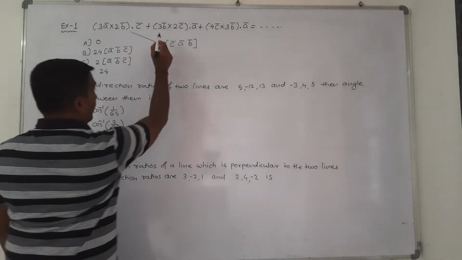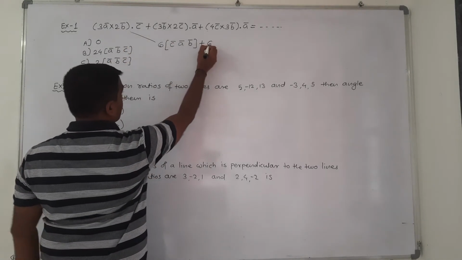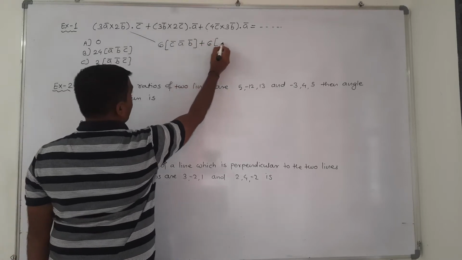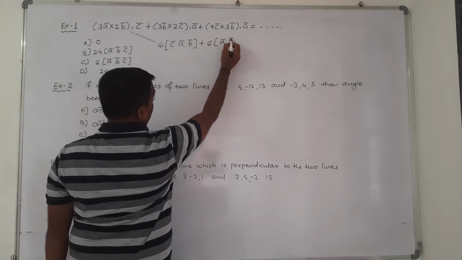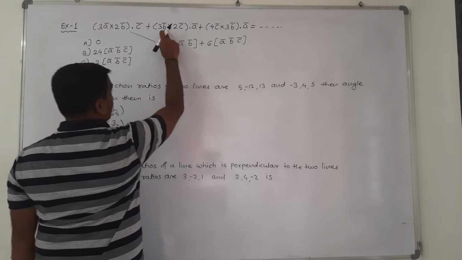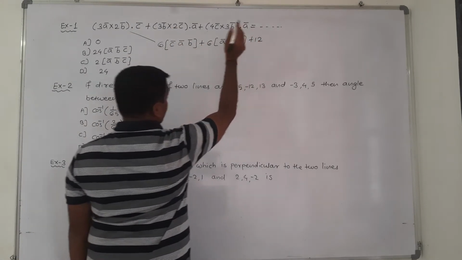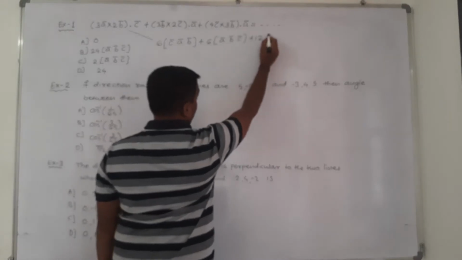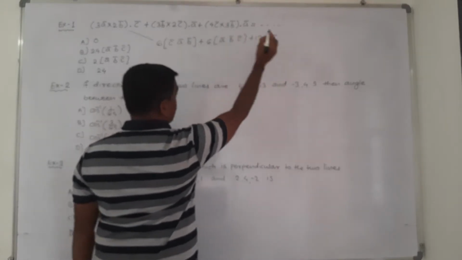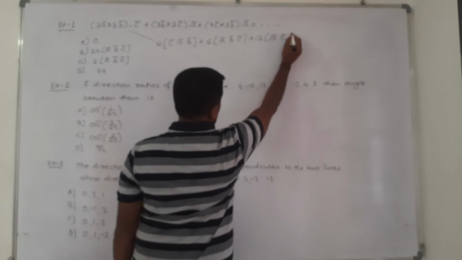Box product. Again 3 2s are 6, plus 6, then a bar. Again I write a bar first, then b bar and c bar as it is. Then next is c bar. 4 3s are 12 out, 12 out. A bar dot, therefore I write a bar first, and then c bar and b bar. This is just representation.